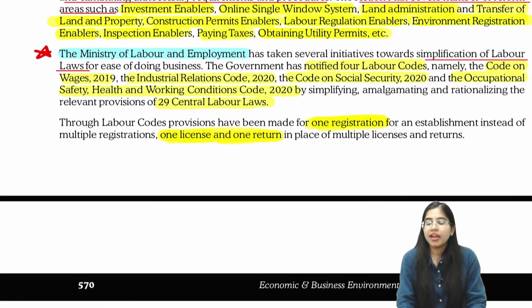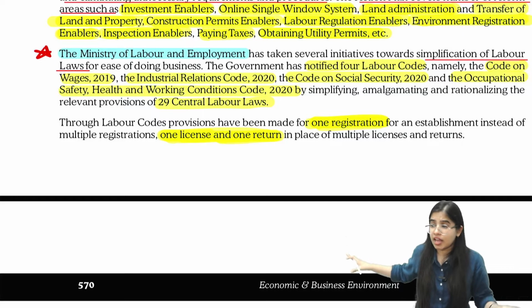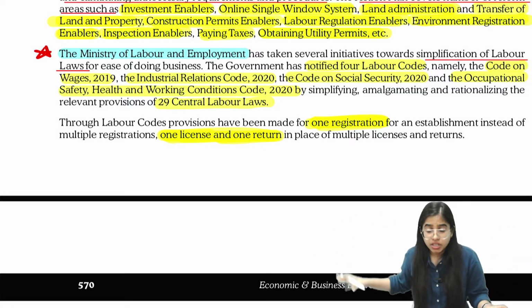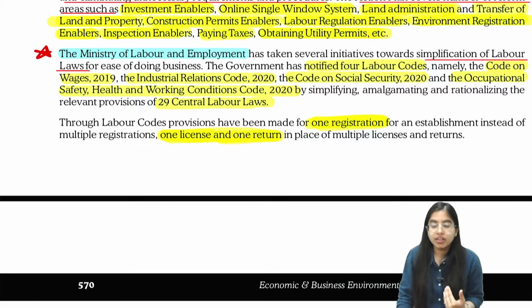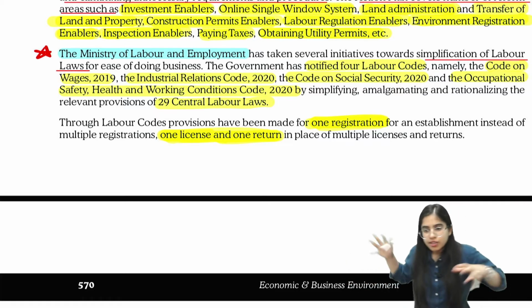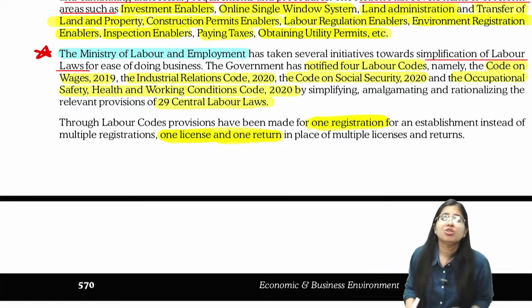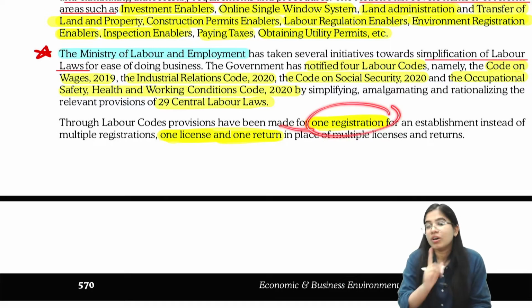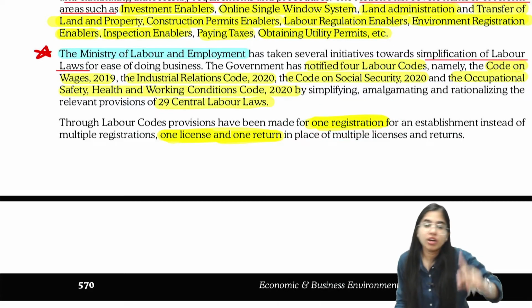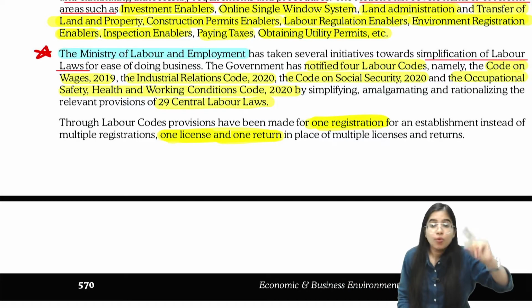Also earlier, there were different acts, like bonus act, gratuity act, industrial dispute act, factories act, this act, that act, a lot of acts were there. And a company was required to take registration under all the acts. Like you have to take registration under the provident fund act separately, under the bonus act separately, under the factories act separately. So it was an unnecessary waste of time, money, effort. So the government introduced one single registration under labor law. Now you don't have to go to different departments and take different registrations.